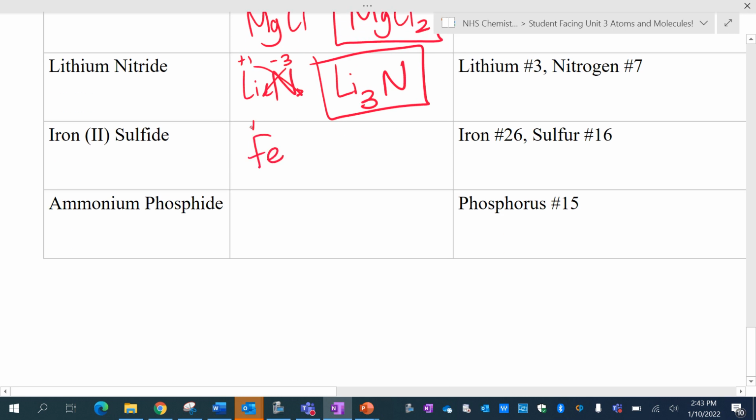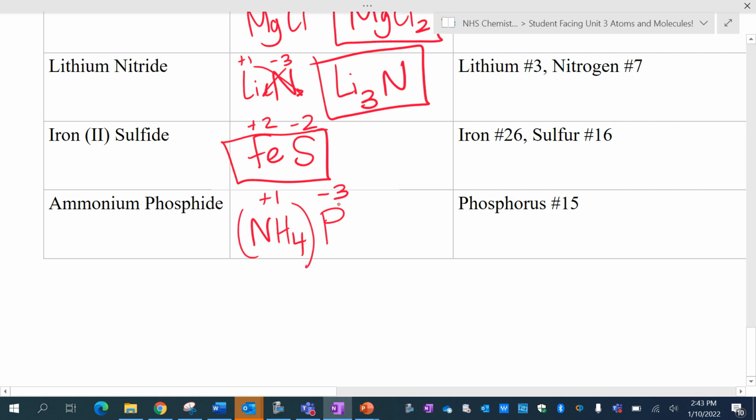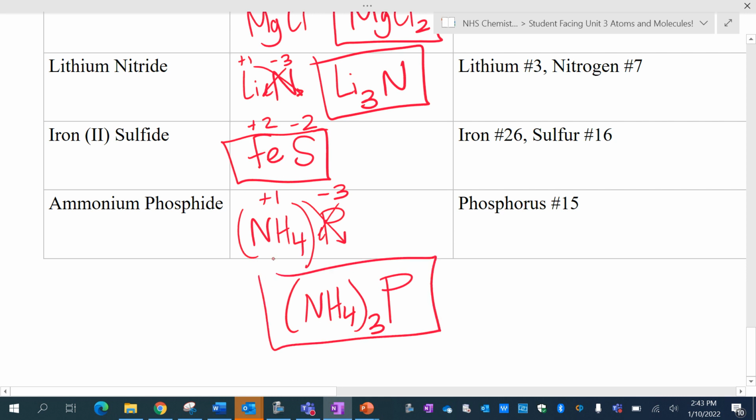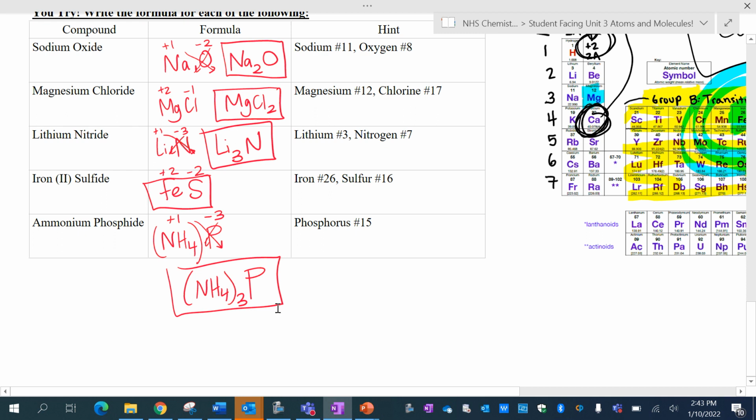Iron is Fe, and it tells us right here it's a +2 charge. Sulfur is a -2 charge, always. So we just slap these together and we get FeS. And last one, ammonium is one of the polyatomic ions. Phosphide, not phosphate, would be just a P, a monatomic ion. Parentheses for our crisscross, this will come out to be (NH4)3P. There you go. More practice to come.